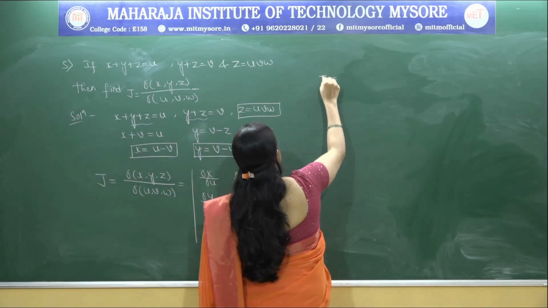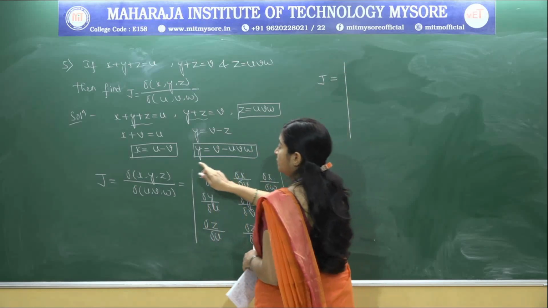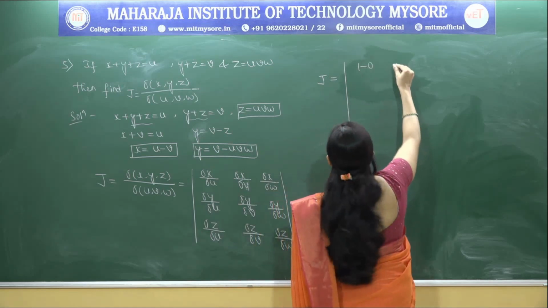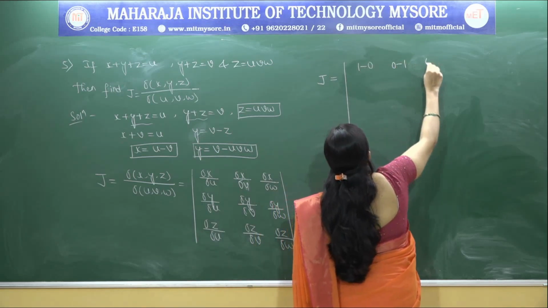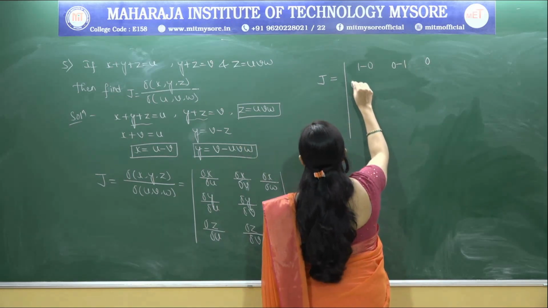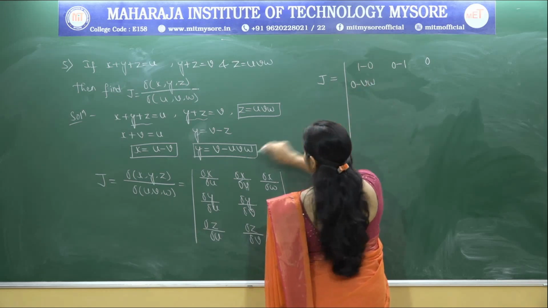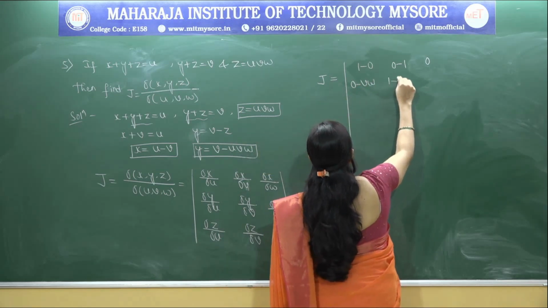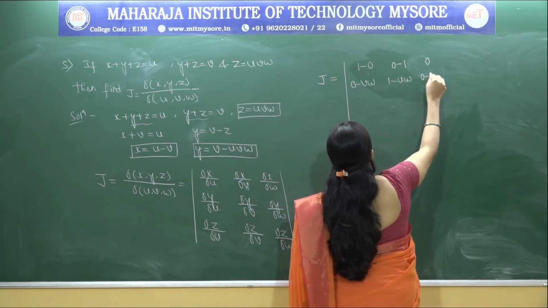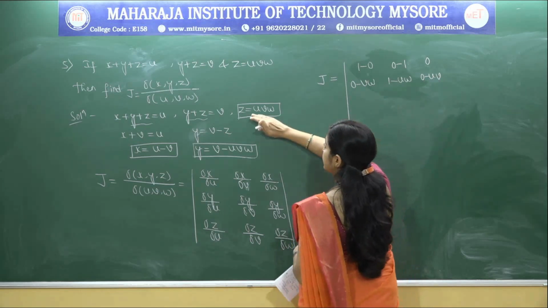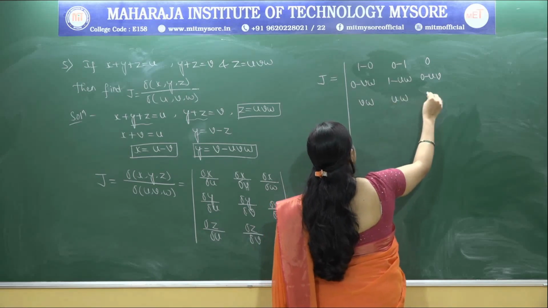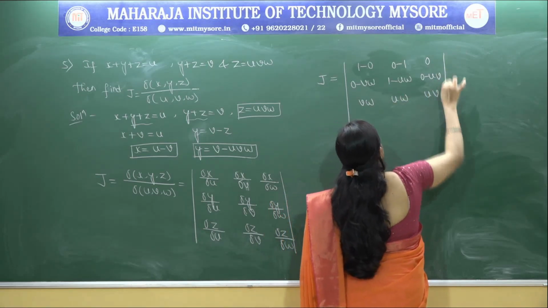First one, x with respect to u: you will get 1 minus 0. Next, with respect to v, 0 minus 1. With respect to w, the differentiation is 0. Similarly, y with respect to u, 0 minus vw. With respect to v, it is 1 minus uw. With respect to w, it is 0 minus uv. The last one, z with respect to u, you will get vw. With respect to v, uw. With respect to w, u into v.